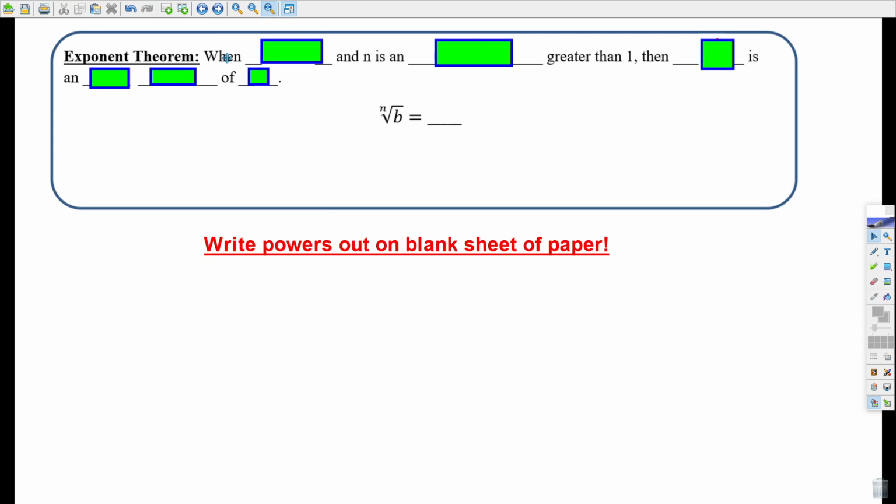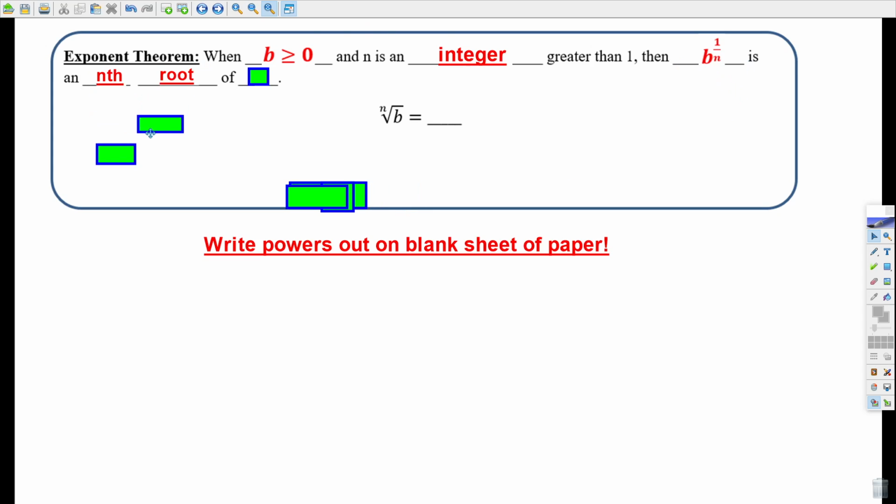So here's our exponent theorem. When b is greater than or equal to 0, so here's b here, we're talking about positive numbers. We're not talking about imaginaries in this case. And n is an integer, so we're going to have 2, 3, 4, 5, 6. It has to be greater than 1. Then we would say b to the 1 over n is the nth root of b. So this is like saying the same thing. The nth root of b is the same thing as b to the 1 over n, as long as this is a positive number and this is an integer bigger than 1.